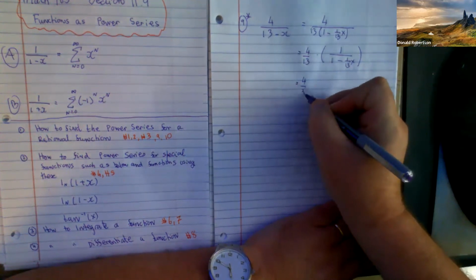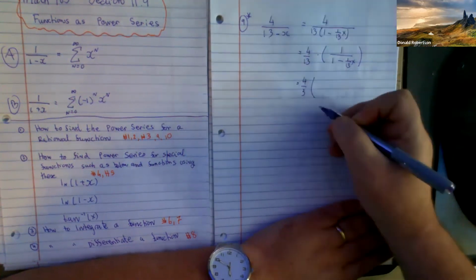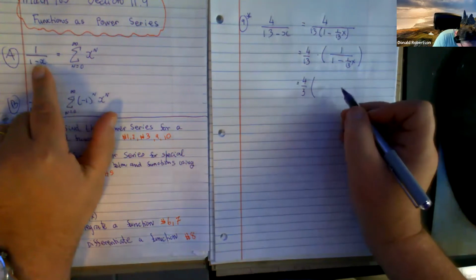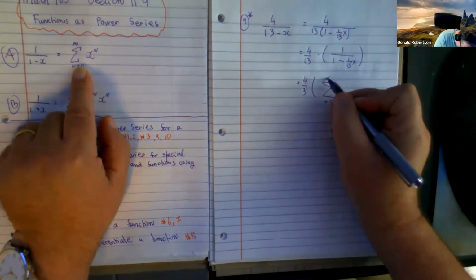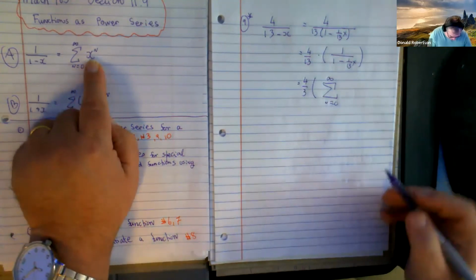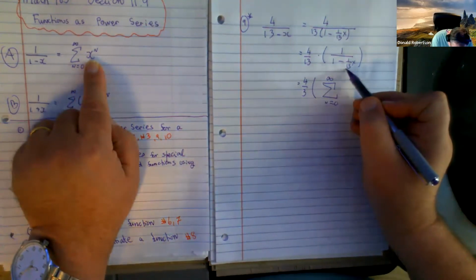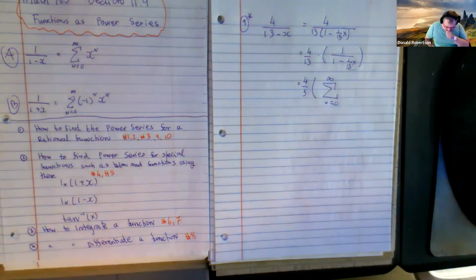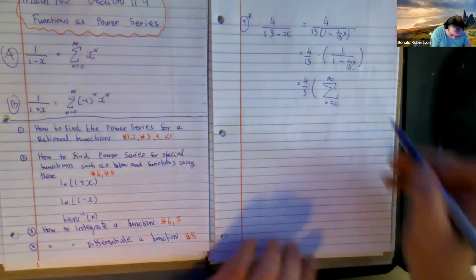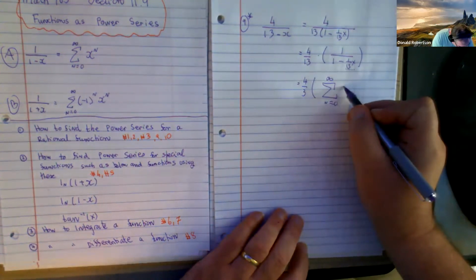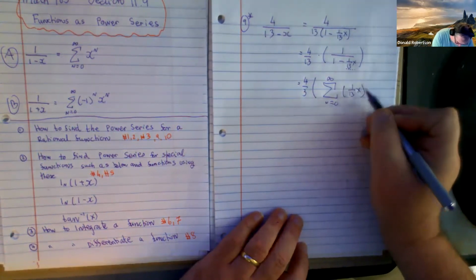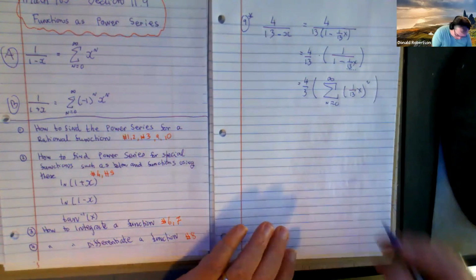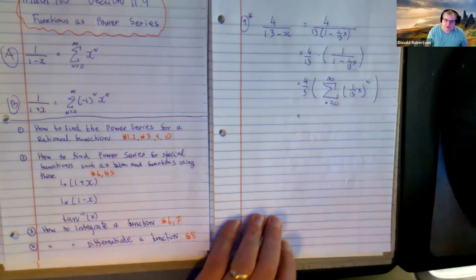So it's going to be 4/13ths. That guy is sigma n equals 0 to infinity. And instead of x, you put whatever is there, and in this case, 1/13 x. And now it's algebra time.